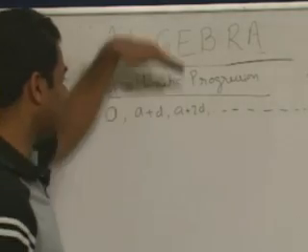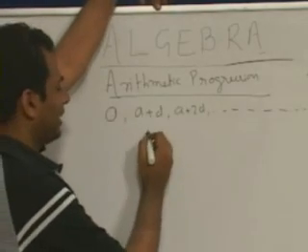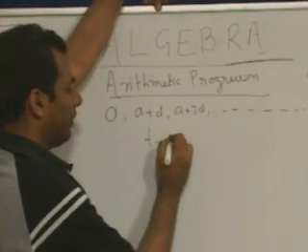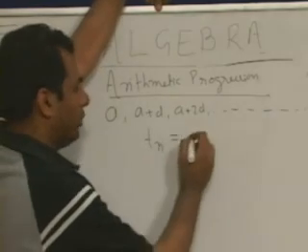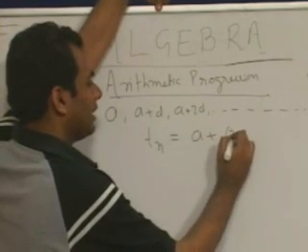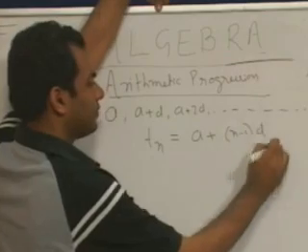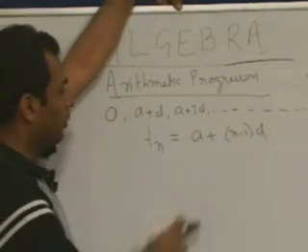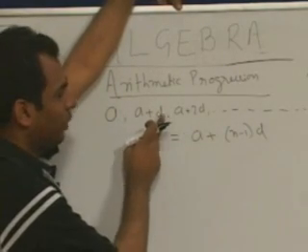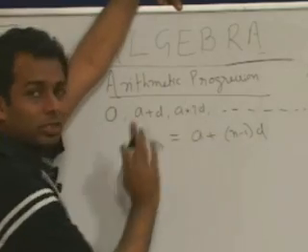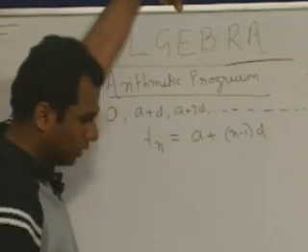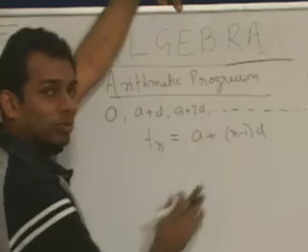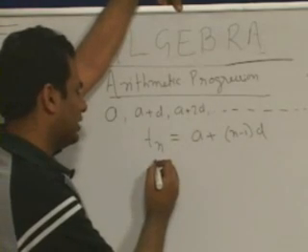Now, the different things related to the AP. The first important thing is that the nth term of any arithmetic progression is always equal to A plus (n minus 1) into D. Because for the second term we are getting D, for the third term we are getting 3 minus 1, which is 2D. Now, nth term is this one, and the next thing is the sum of n terms.